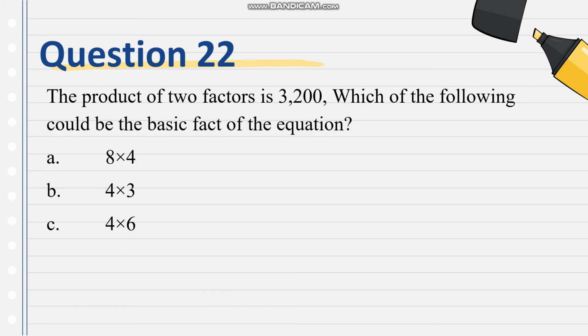The product of two factors is 3,200. Which of the following could be the basic fact of the equation? So 32. So which number that when you multiply, the answer is 32? So the answer is letter A because 8 times 4 is 32.